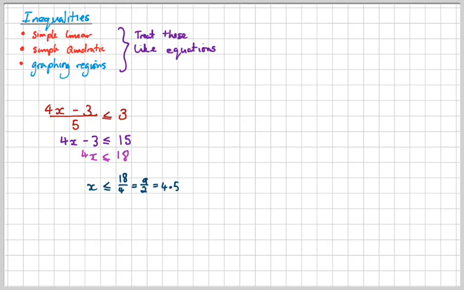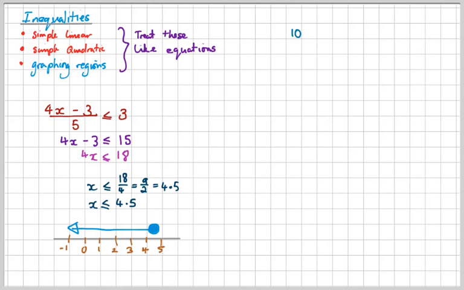Okay. Now you might be asked to represent this on a number line. So how would you represent this on the number line? So your number line is just there. You might want to pause the video, see if you can remember how to do this yourself. Okay. So since x is less than or equal to, we draw a closed circle at the point 4.5, and since x is less than or equal to that number, we draw an arrow in the direction that says it's less than.